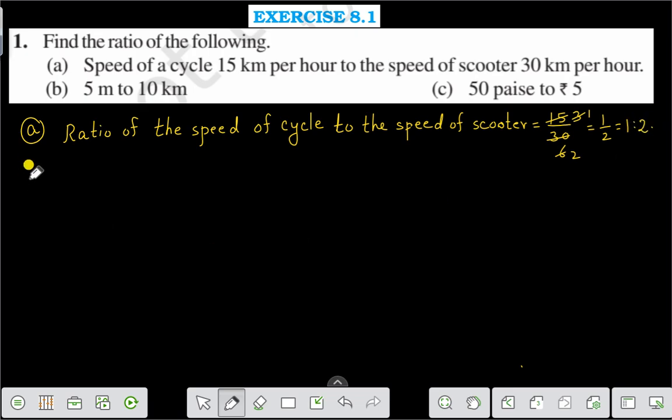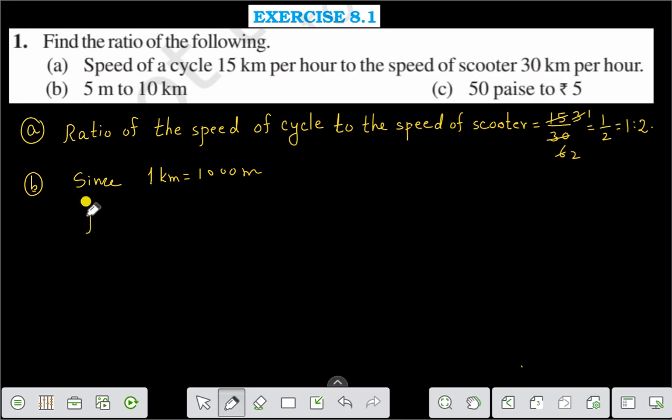Now question number B: 5 meter to 10 kilometer. We know that 1 kilometer is equal to 1000 meter. Therefore, we can find the ratio.